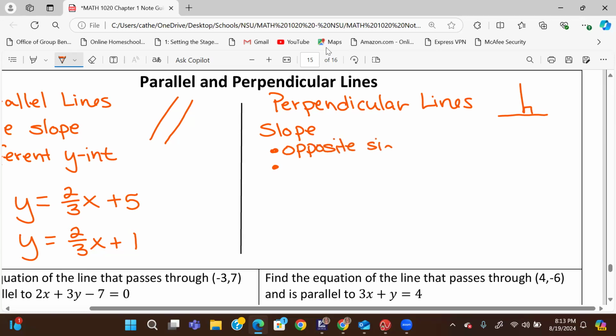And again, however, you need to make notes here for yourself. You need to do that. So one would be positive and one's going to be negative. And the other thing is they are reciprocals of one another, or the flip of a fraction.